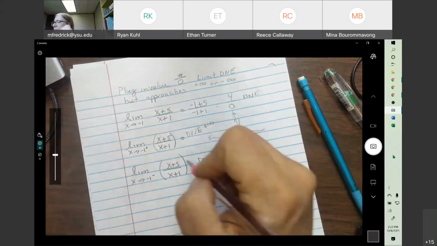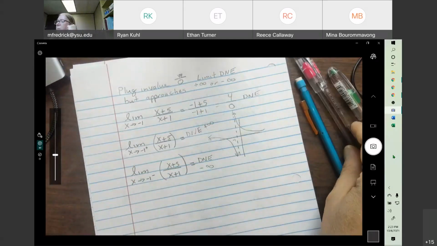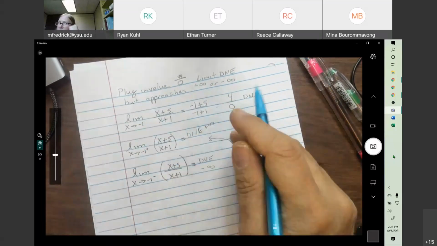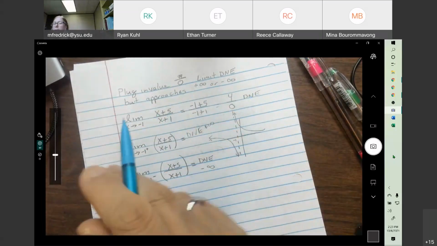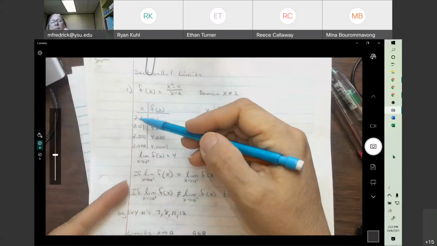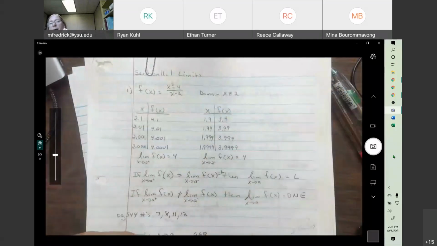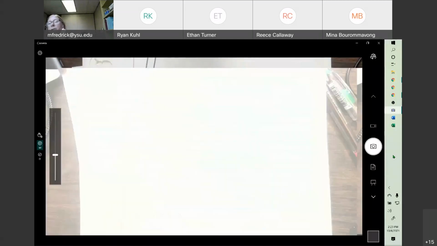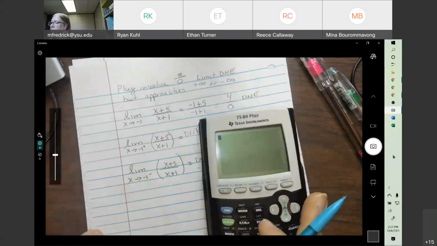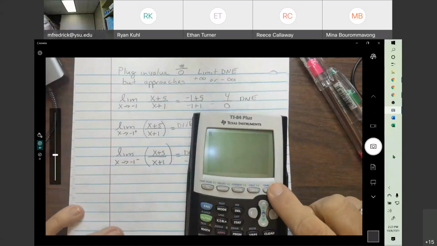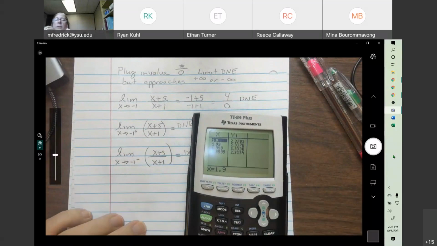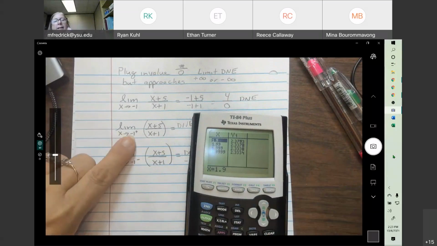Oh no, that's infinity. That would only be... you could plug in numbers. Remember when we did the table? You could plug in numbers from the right and the left and see what happens. So if we went to table, and we're at -1.